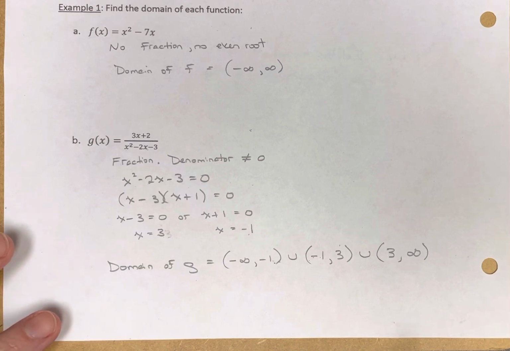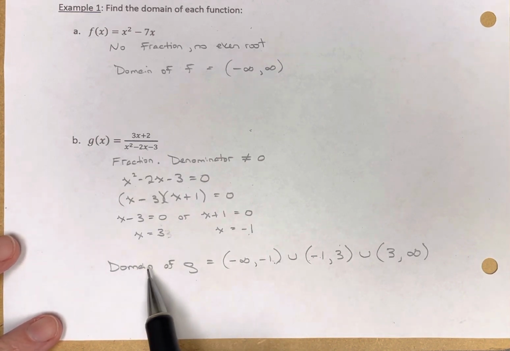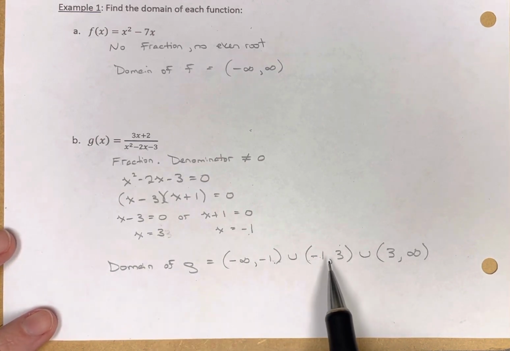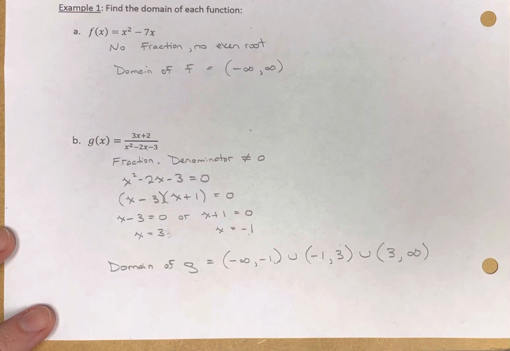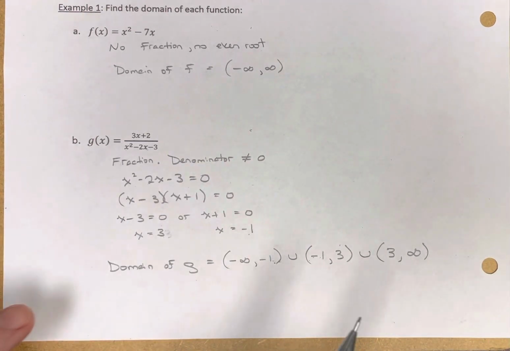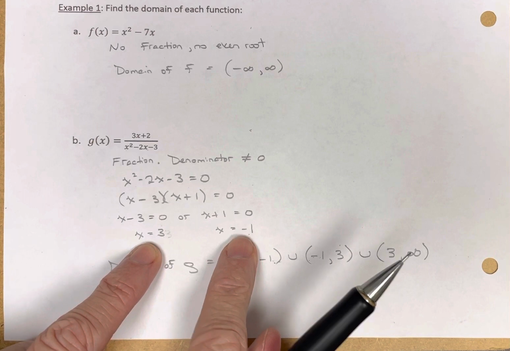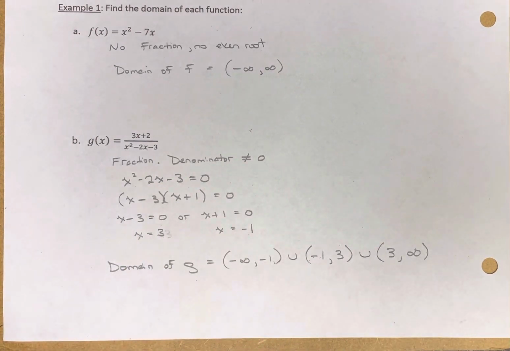So there's our domain. Any number less than negative 1, any number between negative 1 and 3, not including negative 1 and 3, and any number greater than 3 can work. These two numbers cannot work, and that's what this shows us right here.